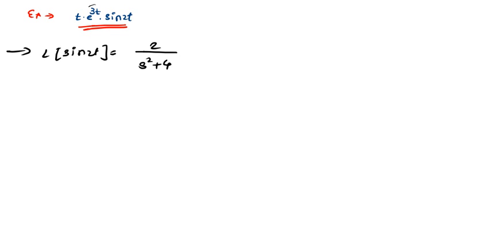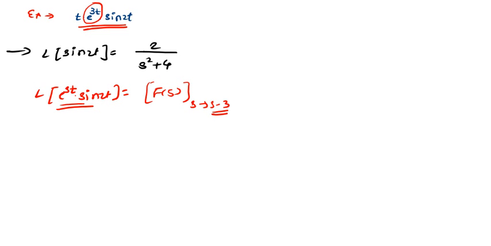Firstly we will insert e raised to 3t, and you will use whatever rule you need to use, then insert this t. One by one every term we will insert. So firstly we will insert this e raised to 3t. So L of e raised to 3t into sine 2t. Now you know what this is? This is nothing but the first shifting theorem. In the first shifting theorem, whatever f of s we have, in this f of s we replace s by s minus 3, because the sign of 3 is plus here, that is why we take it as minus.